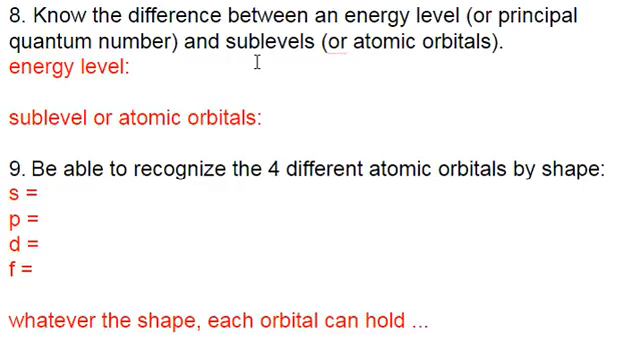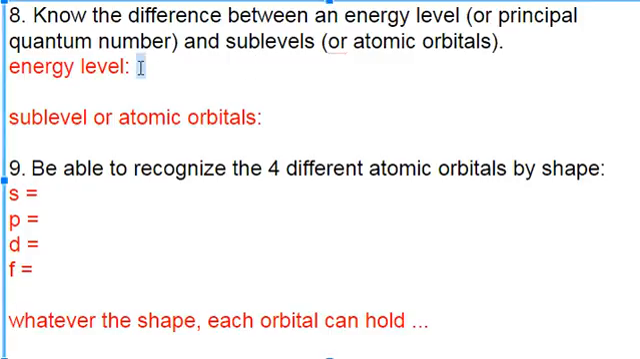Number 8, know the difference between an energy level, or principal quantum number, same thing, and sublevels or atomic orbitals. So you should be aware that energy level and quantum number mean the same thing, and that sublevel and atomic orbital mean the same thing. So what's the difference? Well, the energy level is like the floor, and the orbitals are like the apartment.